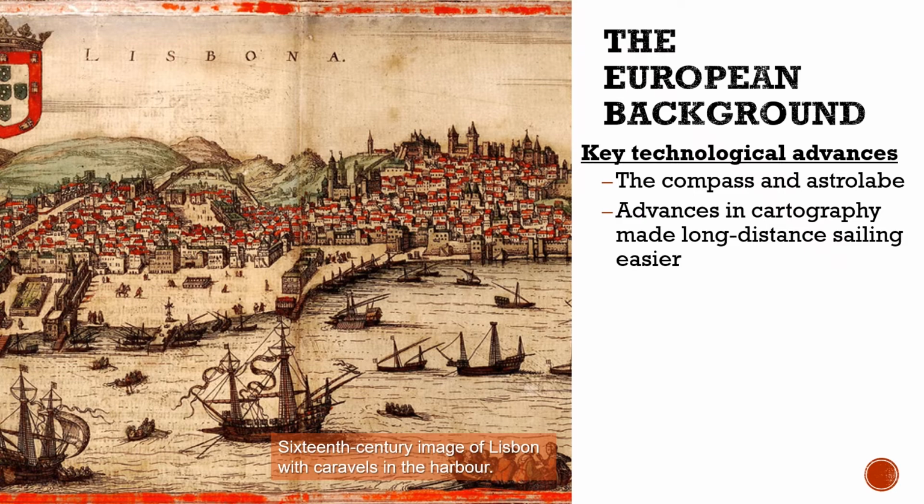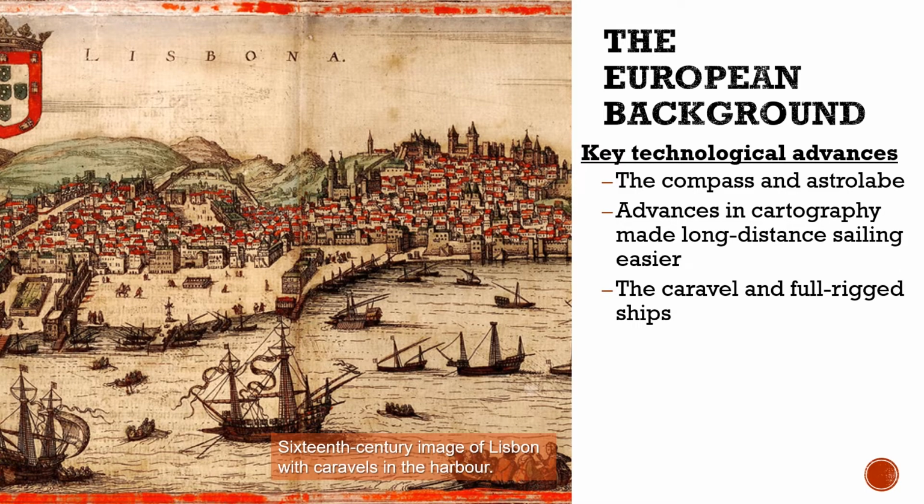We also see towards the end of the Middle Ages some advances in cartography, which is map-making. This also made long-distance sailing easier because they had more accurate maps. So the Mappa Mundi that I showed you at the beginning of this, they were making better maps towards the end of the Middle Ages, let me put it that way.